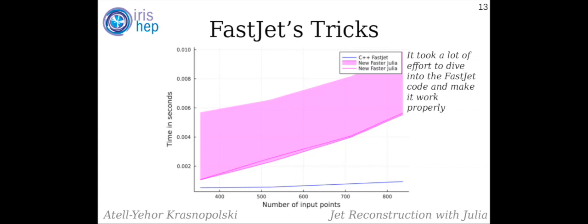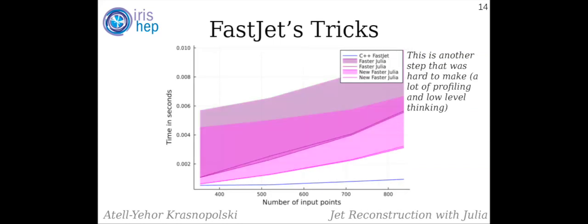So this is still not very optimal, because if we think about it a bit more in terms of how Julia works internally, if we try to look at the compiled code of this function and understand how Julia compiles everything, we can make it even better if we help Julia a bit. Here the magenta one, which is the lowest, is the better and final version. The final version of the algorithm is about twice faster than just implementing FastJet in Julia, but it's still not as fast as FastJet, obviously.